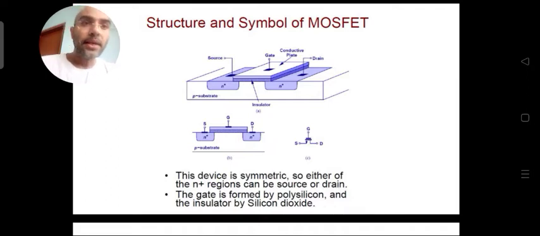Okay, now there is a gate terminal. This gate terminal is used to control the flow of charge carriers between the source and the drain region. So this is what the structure of the MOSFET is about.